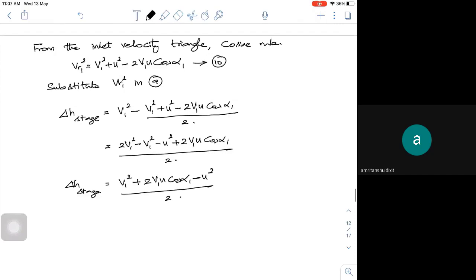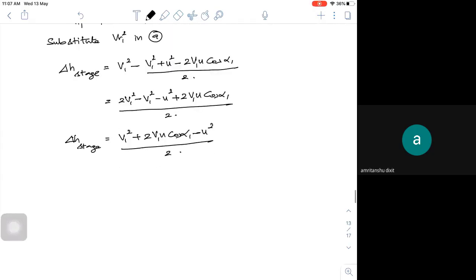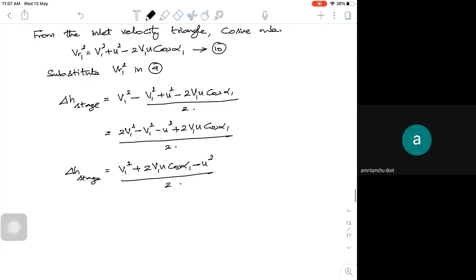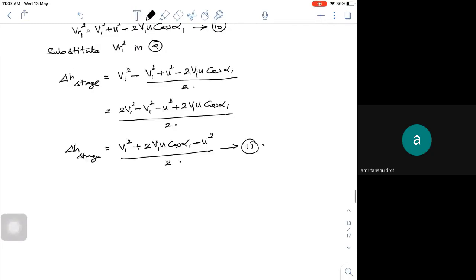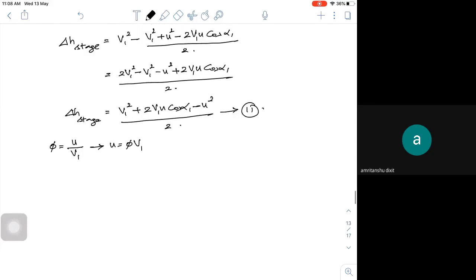What it is actually, I can write the same expression in terms of phi. So this will be your expression. I can retain this expression in terms of U and V, or I can convert it to phi. So what is phi actually? Already we have defined phi, which is the speed ratio, defined by U by V1, or I can write U is equal to phi into V1. So what I will do, I will take V1 square outside.